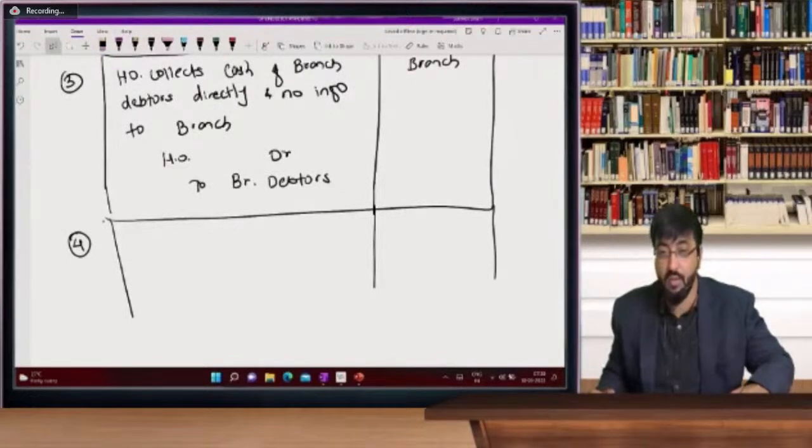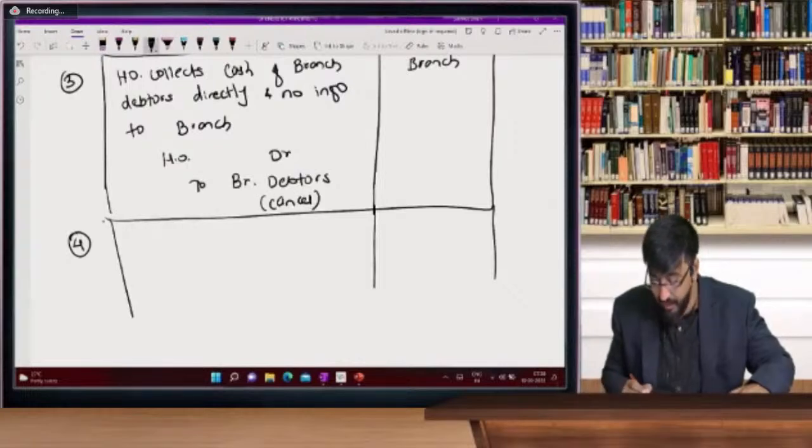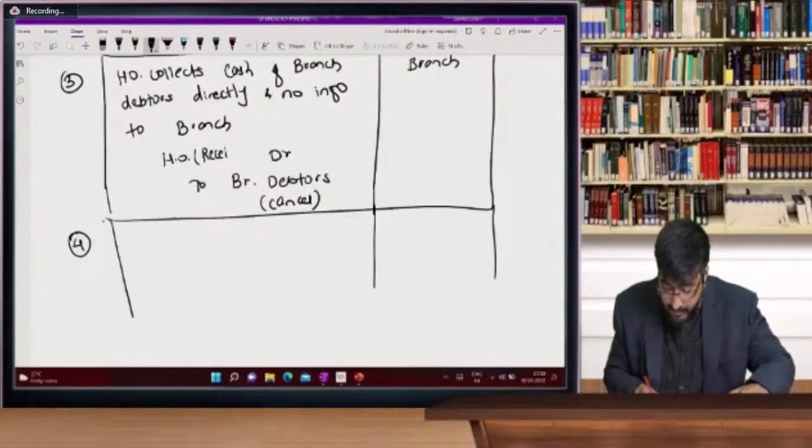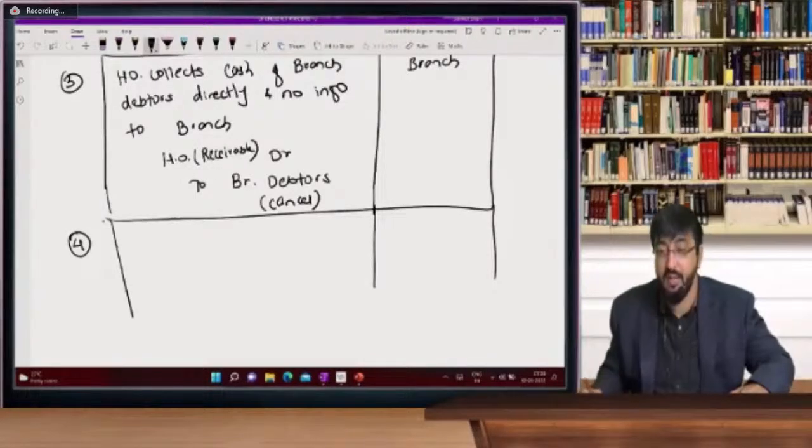HO account debit. The logic is very simple. The branch has to cancel its debtors, and the branch will collect this amount from HO. Money will come from HO, so it is receivable from HO. So HO has a debit balance. I haven't even started the fourth one yet, Afreen.